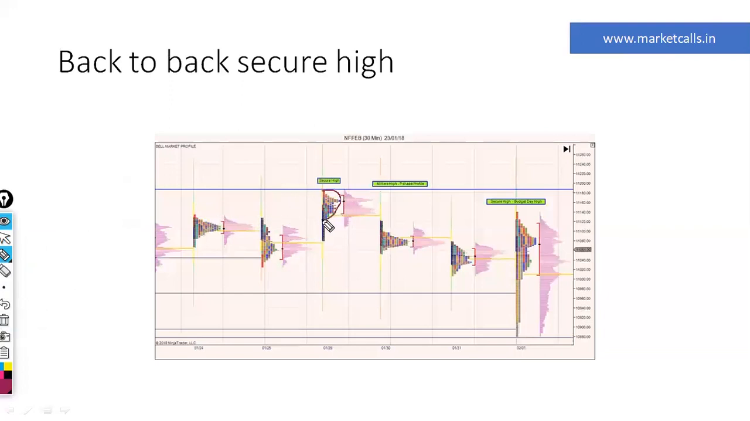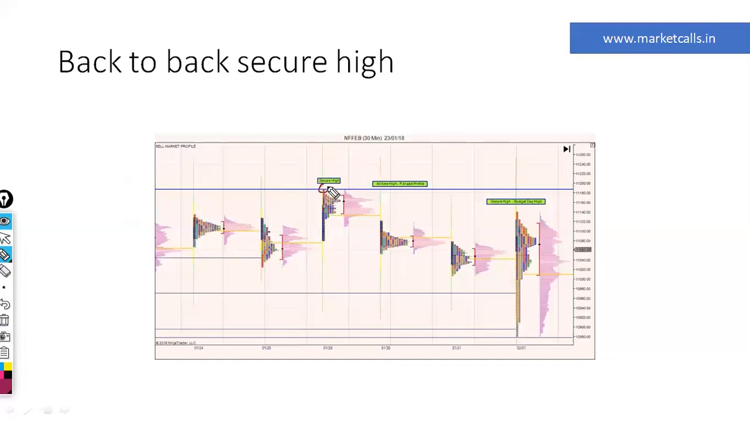It's a P-shaped profile. And one more day, if you look, the high came really like this. It didn't come at the A period, the L period, or the M period. Somewhere during the middle of the day, that high has been made. So that is one reference.